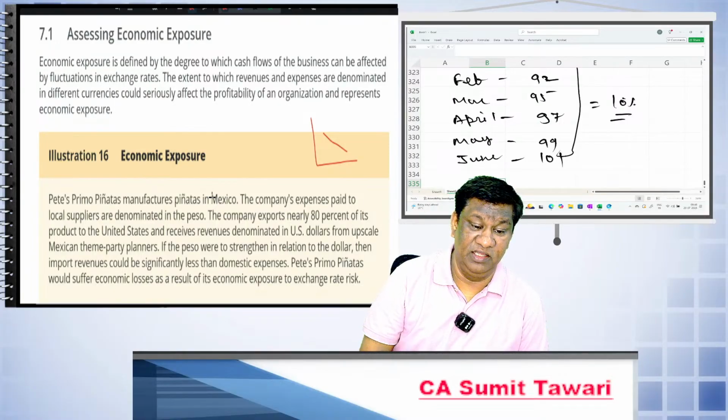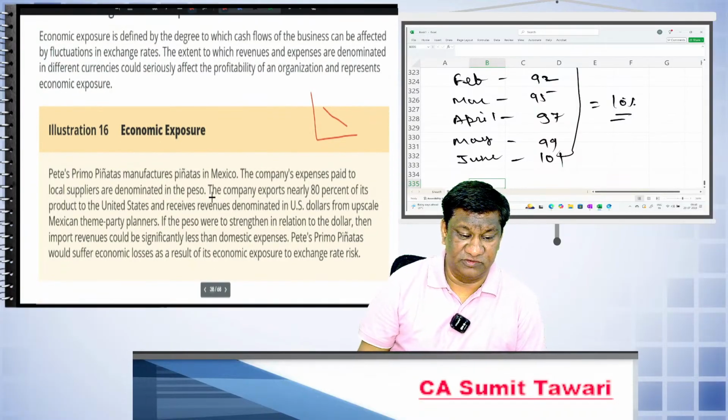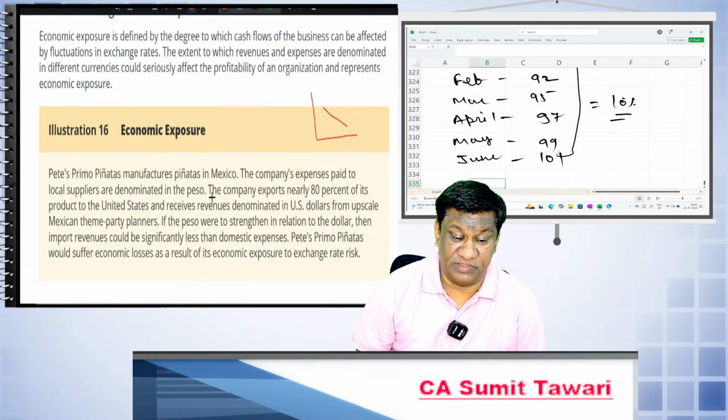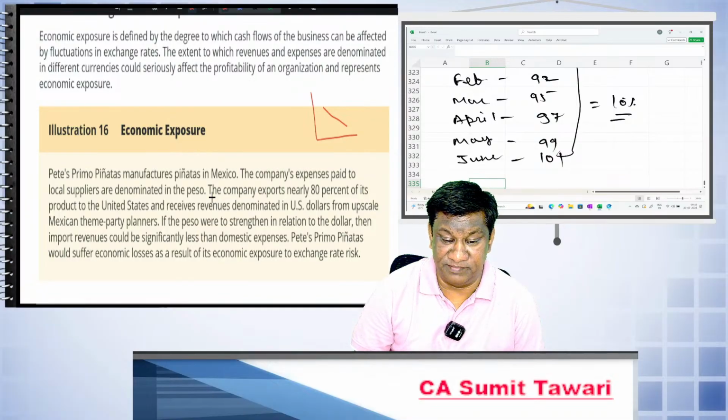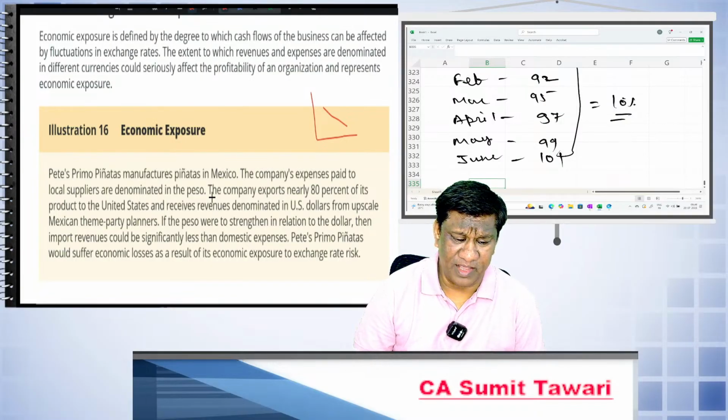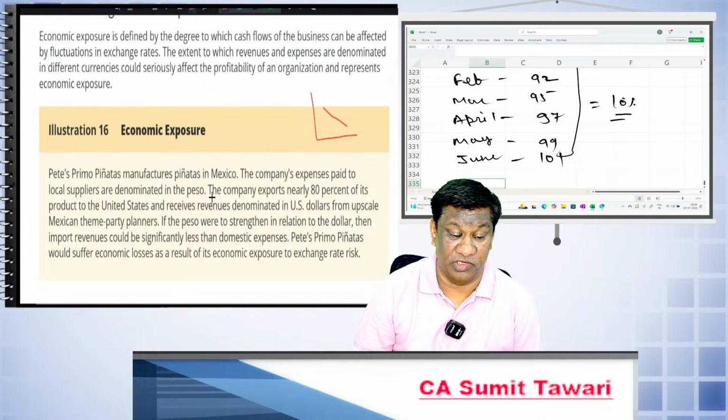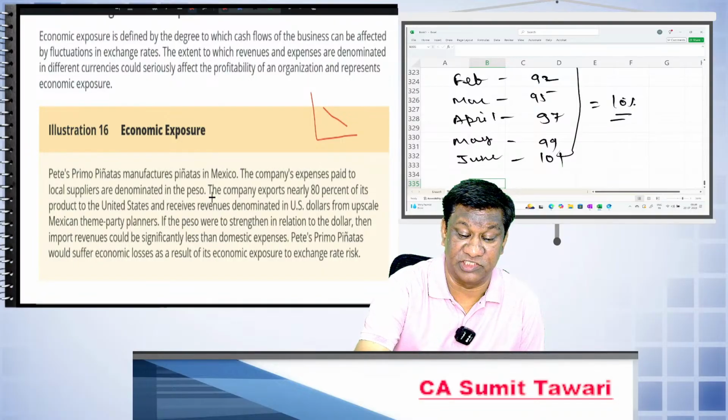So you need to assess the economic exposure. We need to see illustration 16. Petes Primo Pintas manufactures pintas in Mexico. The company's expenses paid to local suppliers are denominated in pesos. The company exports nearly 80% of its product to the United States and receives revenue denominated in US dollars from upscale Mexican theme party planners. If the peso were to strengthen in relation to the dollar, then the import revenue could be significantly less than the domestic expenses. Petes Primo Pintas would suffer economic losses as a result of its economic exposure to exchange rate risk.